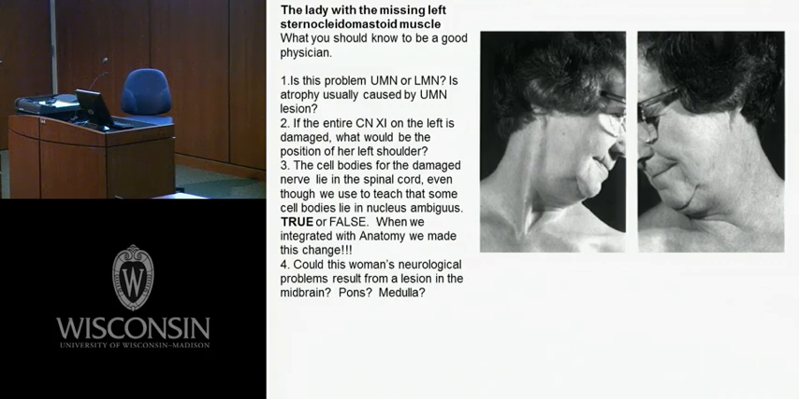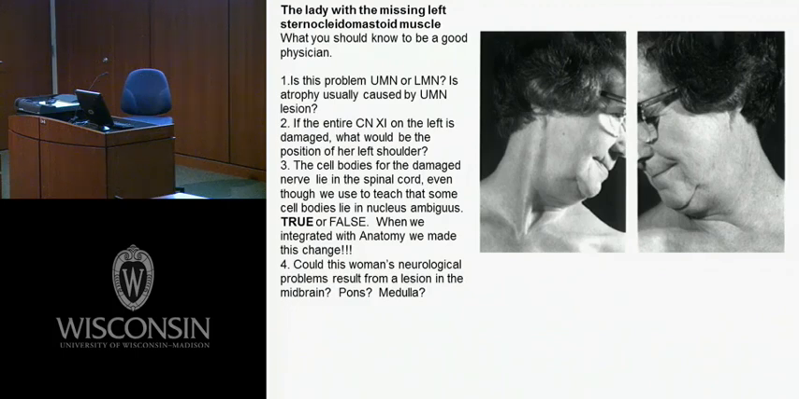Once they're in the foramen magnum, then they can go out the good old jugular foramen and go out to the ipsilateral sternocleidomastoid and trapezius. Now, what else goes through the good old jugular foramen? 9, 10, and 11 all go through the jugular foramen.